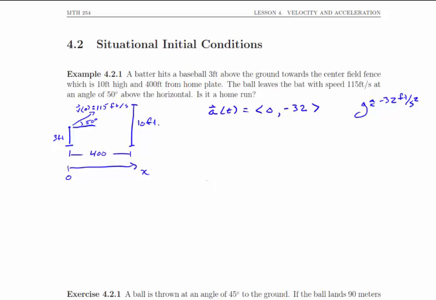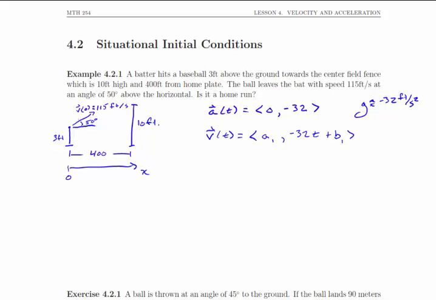And now I can say, okay, how am I going to get my velocity? Well, if I take the antiderivative of 0, I'm just going to get some a1. And then here I'm going to get negative 32t plus b1. And I need to know what these initial conditions are.